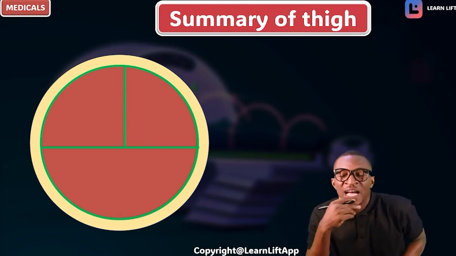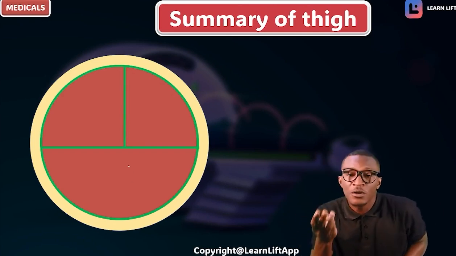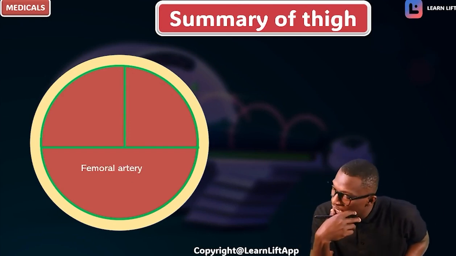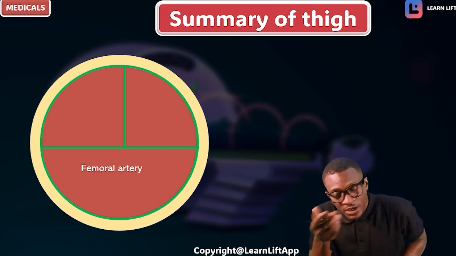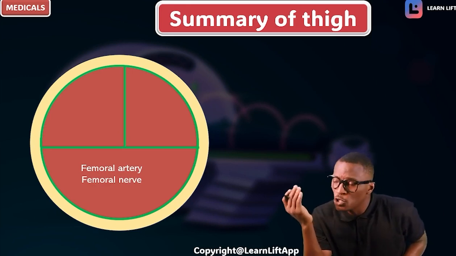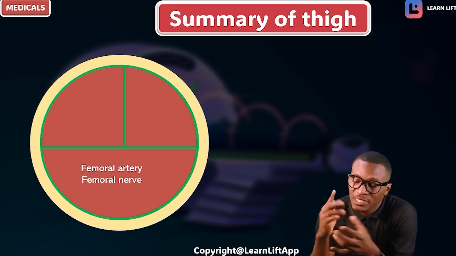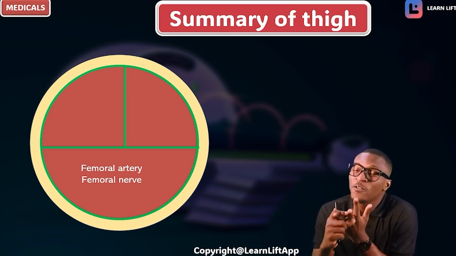What's the blood supply and nerve supply of the anterior compartment? This is the anterior compartment. We say femoral artery, femoral nerve. So femoral artery for blood supply, as well as femoral vein, while for nerve, femoral nerve. Now, give me for your medial. For medial, we have the obturator artery, and we have the obturator nerve.